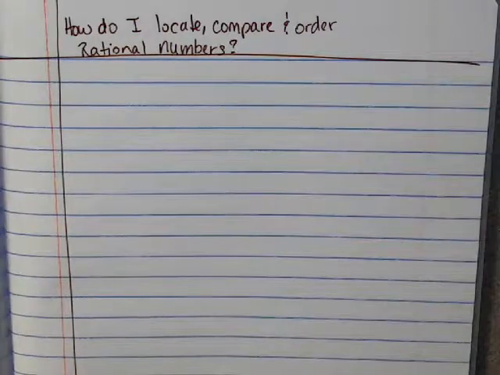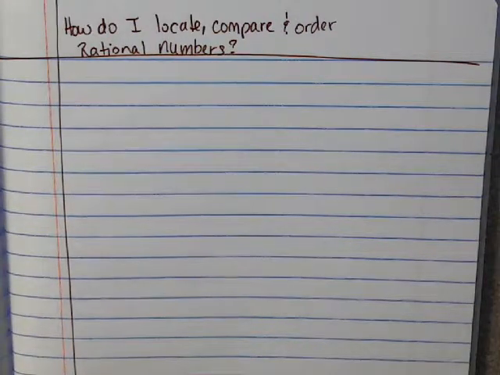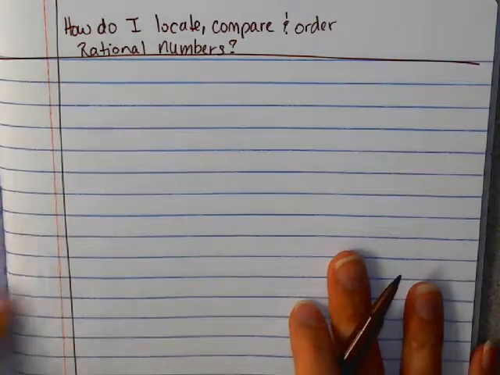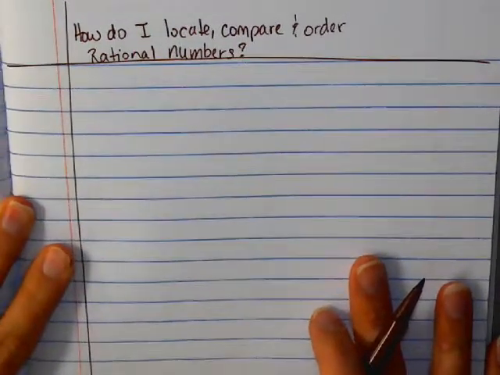Graders. This is Mrs. Gonzalez. Today we're going to be talking about how do we locate, compare, and order rational numbers. So go ahead and get your Cornell lines drawn in, get your title, which is your EQ for today, so that we can get started on our notes for today.